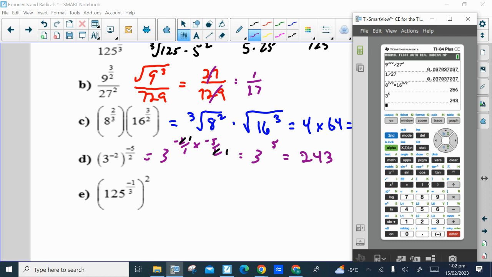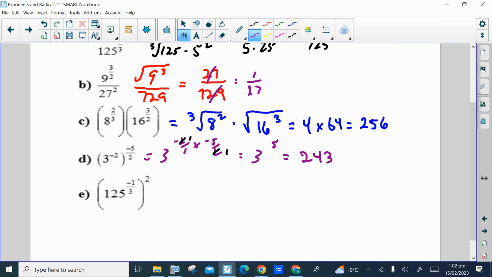I'll need brackets here because I've got 3 to the power negative 2 inside the brackets, and that's raised to the power negative 5 over 2. Negative 5 divided by 2. It gives you the answer, 243. That's the answer we got. So you can definitely use your calculators to check your answers.